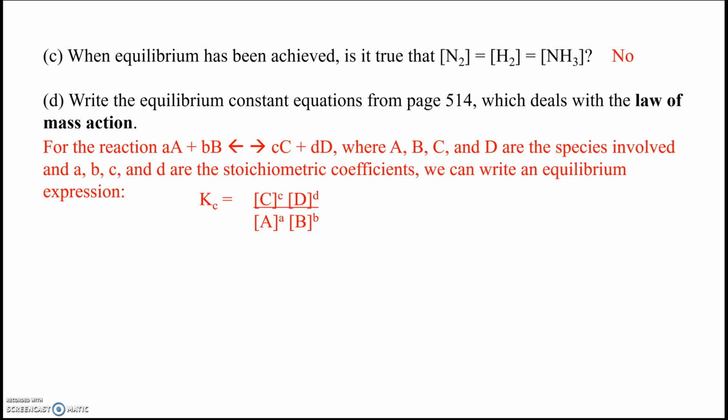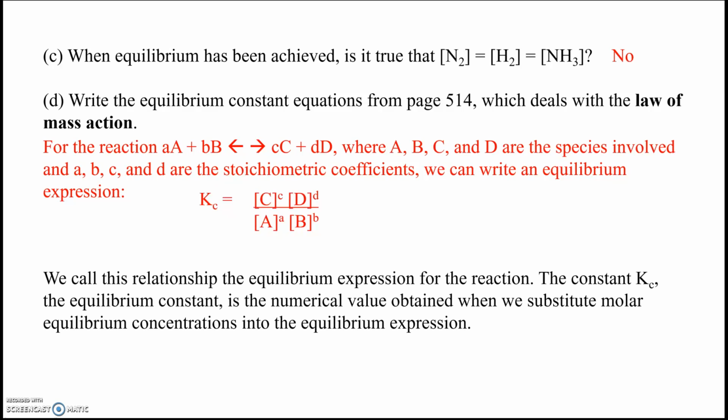We can say that the equilibrium constant is equal to the concentration of each of the products raised to their stoichiometric coefficients, divided by the product of the reactants, however many there happen to be, each raised to their stoichiometric coefficients. Now we call this relationship the equilibrium expression for the reaction. The constant Kc is the equilibrium constant. In German, the word constant is spelled with a K, which is where this comes from. And it's the numerical value we get when we substitute the molar equilibrium concentrations into the equilibrium expression.